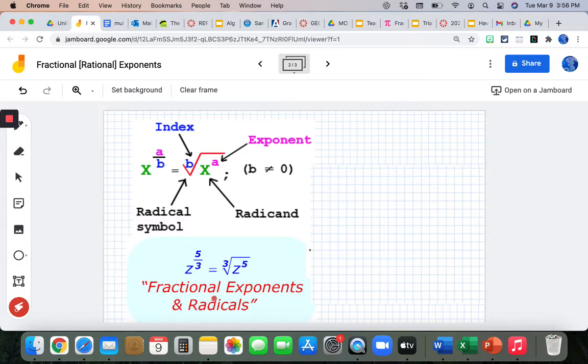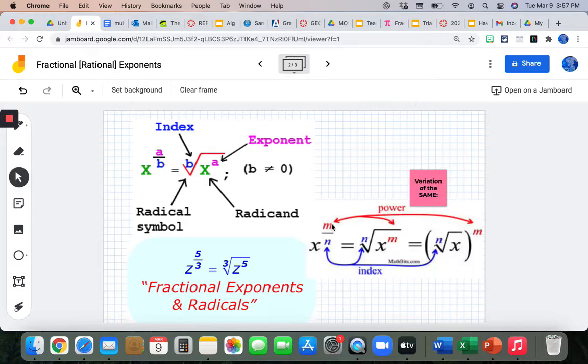The problem down here, we said fractional exponent and radical. We have the letter Z with the fraction 5 over 3. So 3 is the index number, and you can see this 3 is on the outside. That's the index number. And then the 5 is the exponent. You can have it on the inside or on the outside.